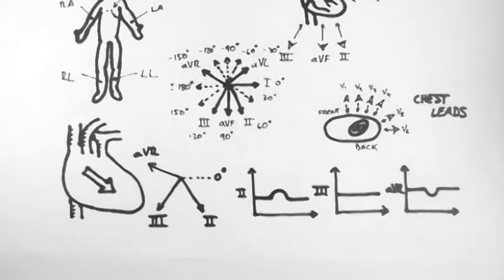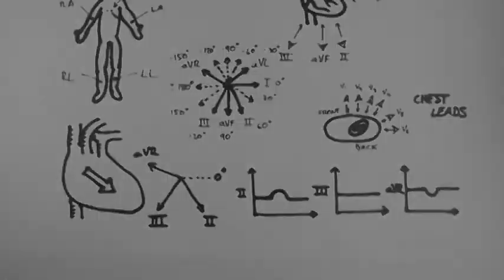And that's an overview of the first principles of an ECG. In the next tutorial, we'll be looking at the normal pattern of an ECG during the cardiac cycle.